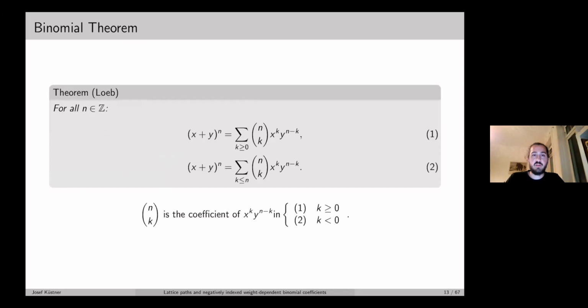So we have the interpretation of the binomial coefficient with integer values as the coefficient of x to the power of k, y to the power of n minus k in the expansion 1 if k is bigger or equal to 0, or 2 if k is smaller than 0.